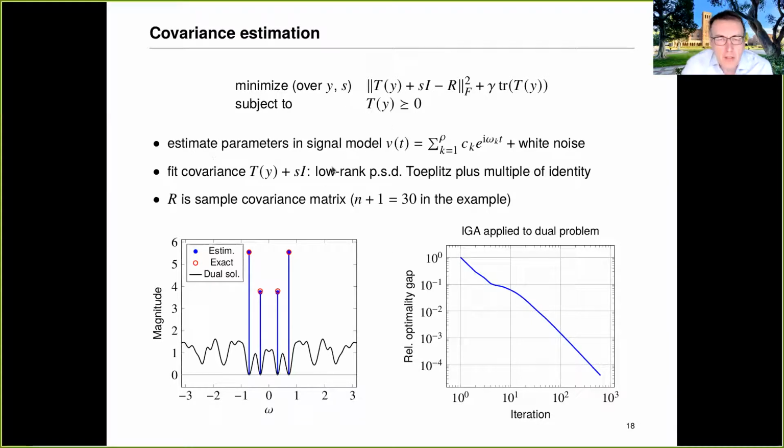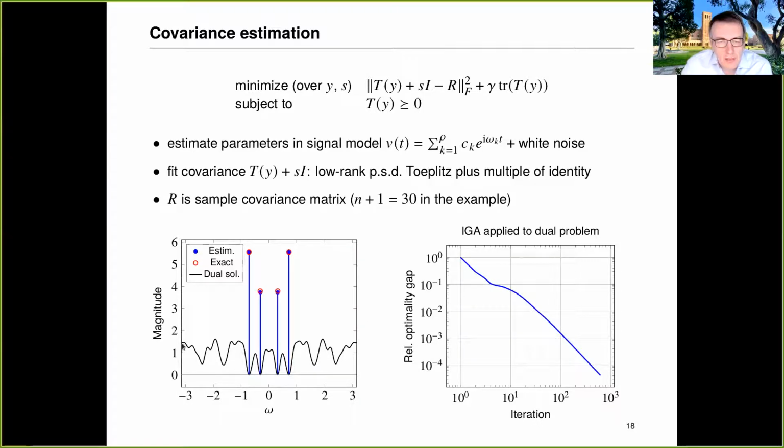So typically it comes up in signal processing in trying to estimate the parameters in a model like this, where you have a sum of complex exponentials, and you're trying to estimate the number of terms and the position and the magnitudes of the exponentials. So you might get something like this, where from the sample covariance matrix, these 4 circles would be the exact location of the pulses, and then you try to find the harmonics by fitting a low rank Toeplitz matrix to the sample covariance matrix.